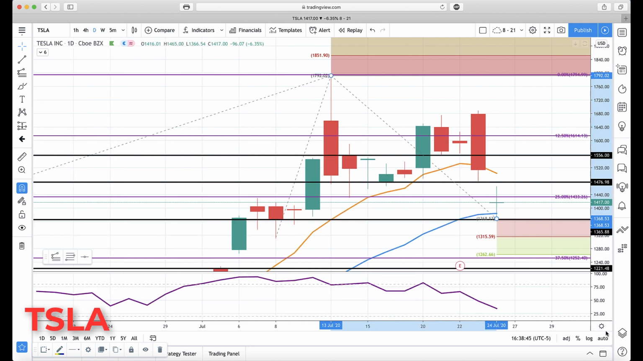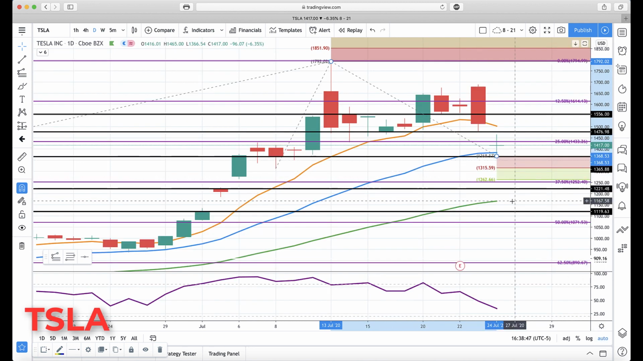So let's see how those levels look. Okay, this 1262 is just above the 1252, 37.5% retracement, and we have this prior gap still here. So I'd just watch above that, about that 1262. This low here is 1266. So there's some pretty significant support there.